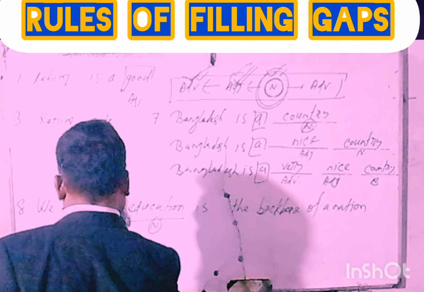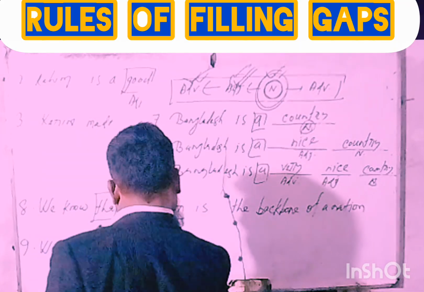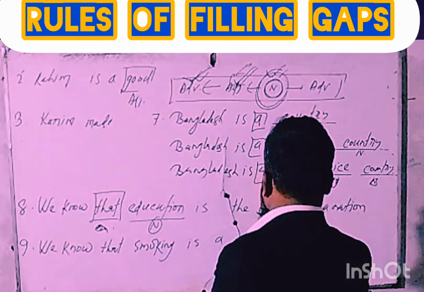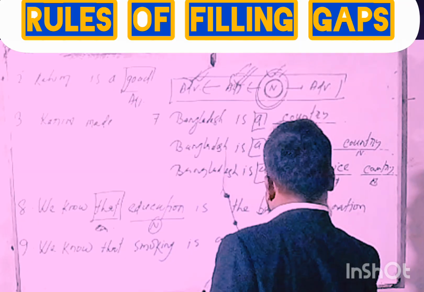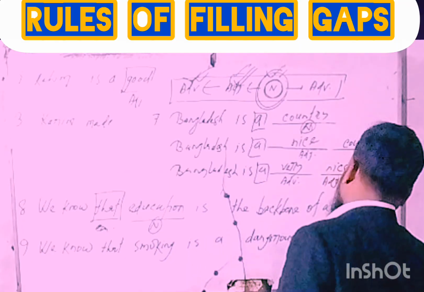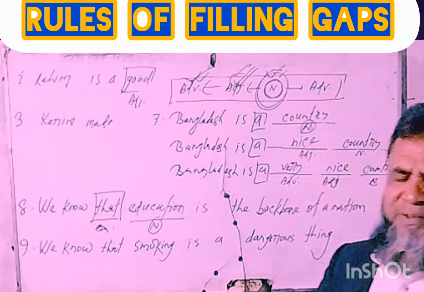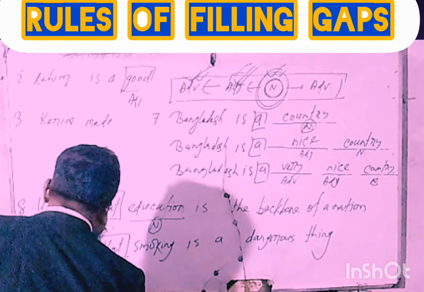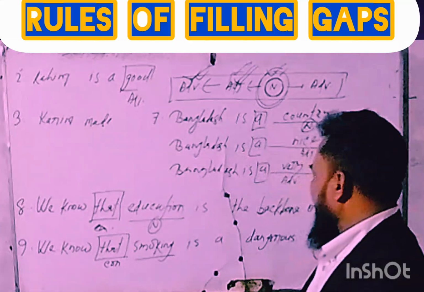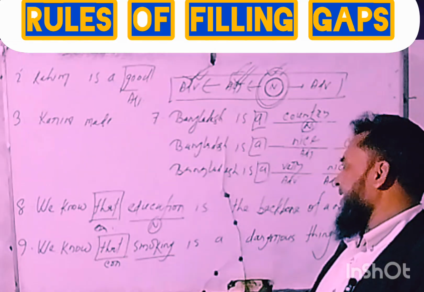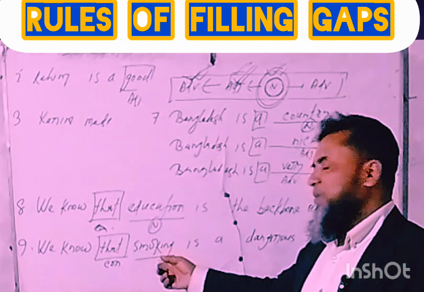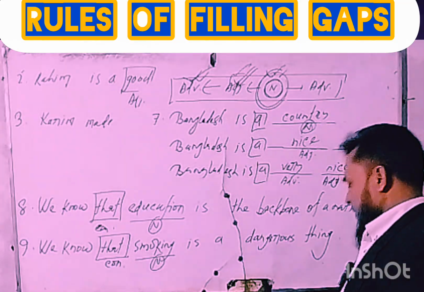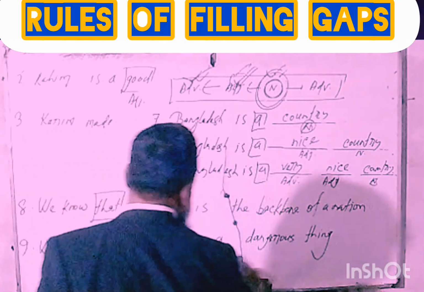We know that smoking is a dangerous thing. Okay, my dear learners, take a look at the board and try to understand that, of course, "that" is a conjunction and smoking is used after the conjunction "that". So, my dear learners, if I ask you what category of part of speech is smoking in this sentence, of course, noun. Hope that you have understood clearly, my dear learners.